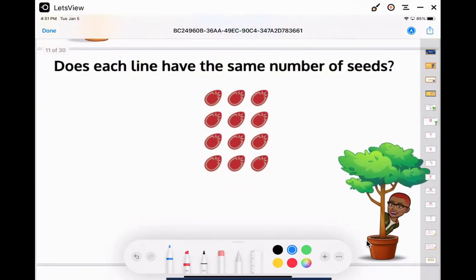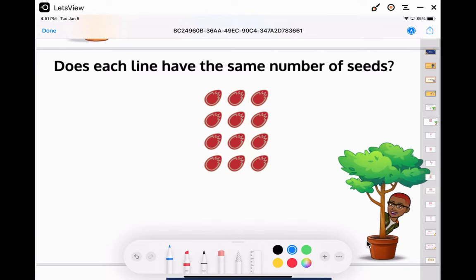Let's take a look again. Does each line have the same number of seeds? Answer for me at the side of your screen. Yes, each line has the same number of seeds.